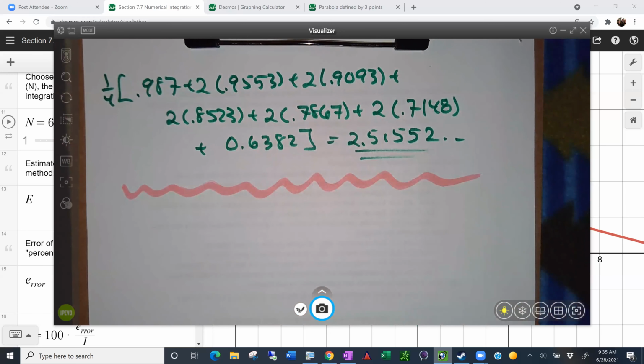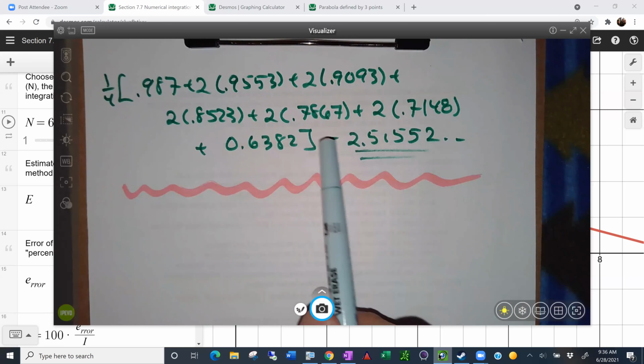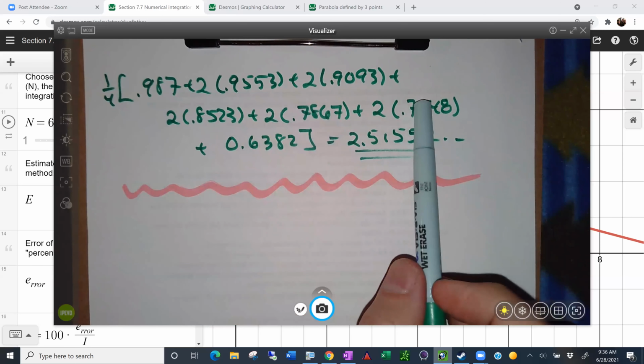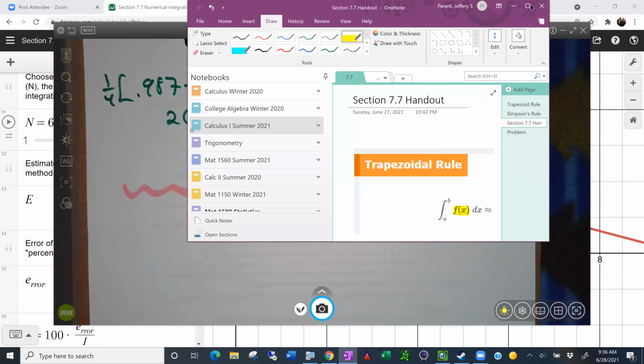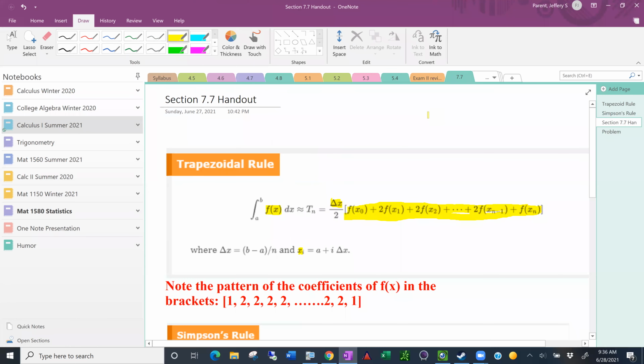Let's take a look at Simpson's rule. So for Simpson's rule, we're going to be using the same kind of points. It's just a little bit different coefficients and a little bit different number out front there. But it's going to be more or less the same idea. So let's go back to our little handout. Take a look at the difference between this and Simpson's rule.